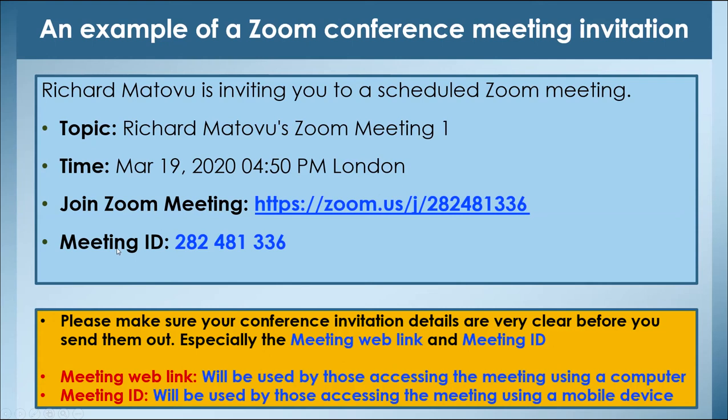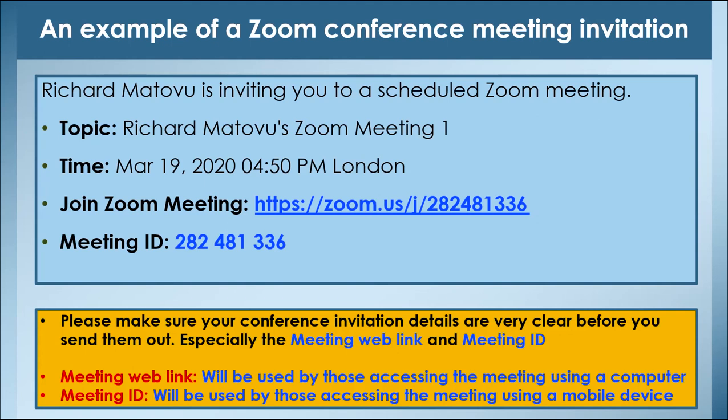Please make sure your conference invitation details are very clear before you send them out to your students, especially the meeting web link and the meeting ID. Now, why do we have these two things? The meeting web link will be used by those accessing the meeting using the computer. The meeting ID will be used by those accessing the meeting using a mobile device.